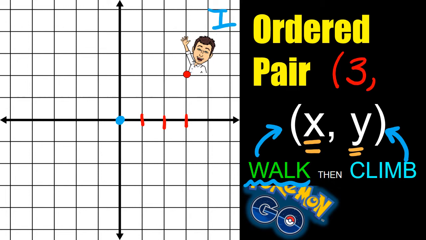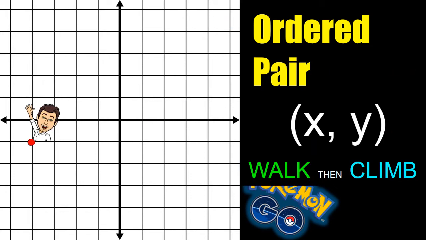And then our y-coordinate, now we're going to climb. So let's go ahead and climb. So we're going to count the lines going up. 1, 2. And our ordered pair where Mr. Peterson is is the ordered pair 3, 2. So that tells us that we're going to go 3 units to the right on our x-axis, and then we're going to go 2 units up to find Mr. Peterson.